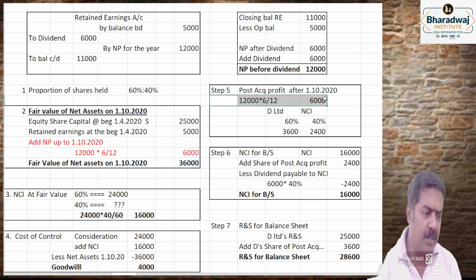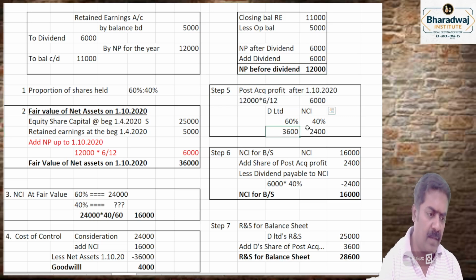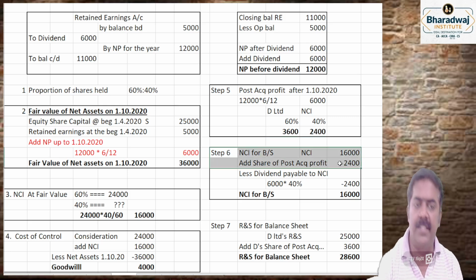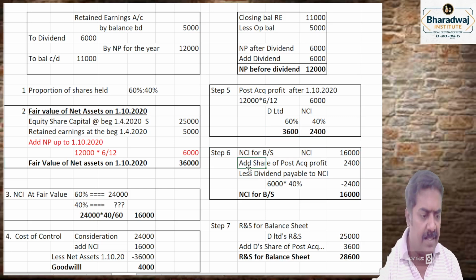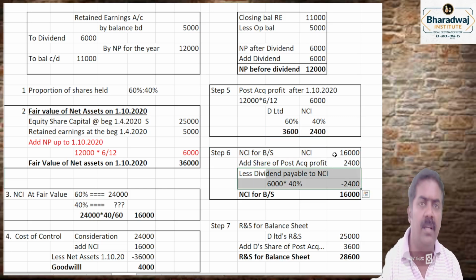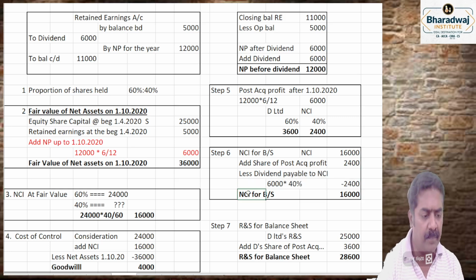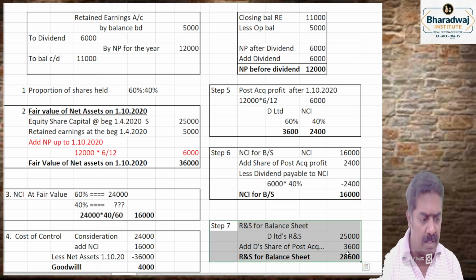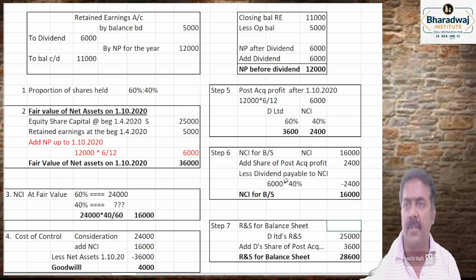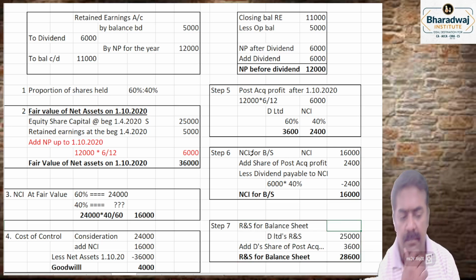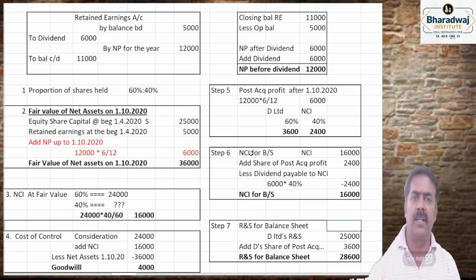Post acquisition profit 12,000. It is 12,000 into last 6 months. We split between holding company and NCA. NCA normally we will take NCA plus share of post acquisition profit. Since the dividend is payable to NCA, that component we show as current liability. Then reserves and surplus for balance sheet. Share of post acquisition profit will give us reserves and surplus for balance sheet. Now try to prepare the consolidated balance sheet.